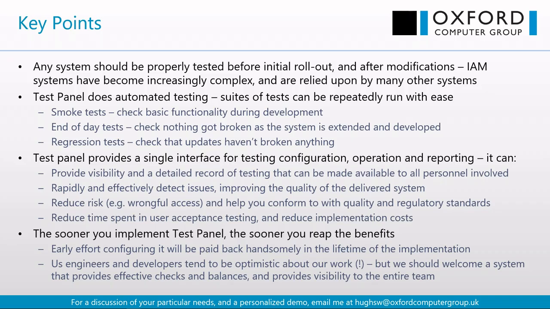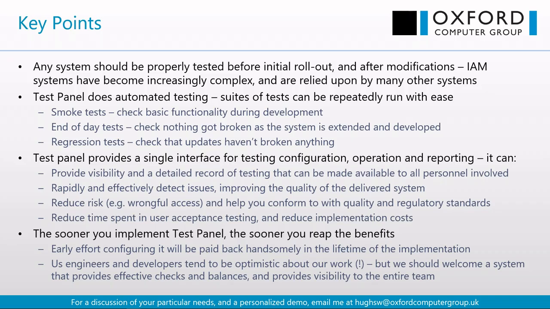We can reduce the risks involved, risks that I discussed, such as wrongful access, and help you to conform with whatever quality or regulatory standards you might have signed up to or be obliged to meet. You can perhaps reduce the time spent doing user acceptance testing because you're delivering a more tested system to start with, and maybe as a result reduce implementation costs overall. Finally, the sooner you implement Test Panel, the sooner you're going to reap the benefits. The early effort in configuring it will be paid back handsomely over the lifetime of the implementation.